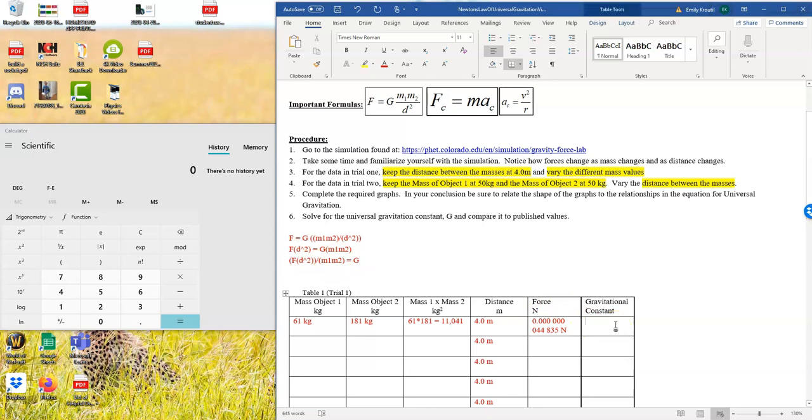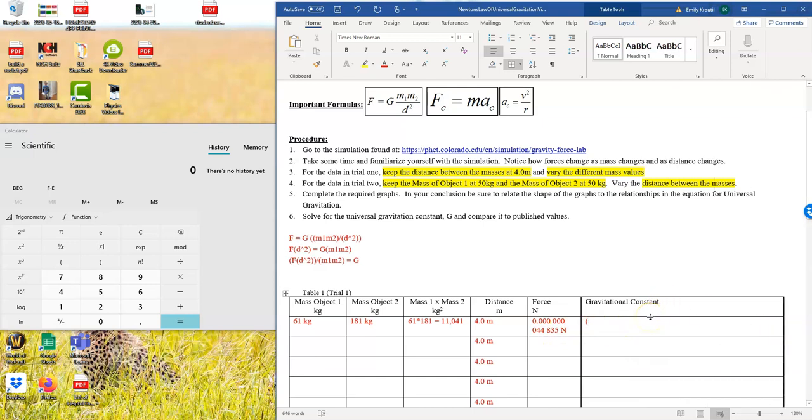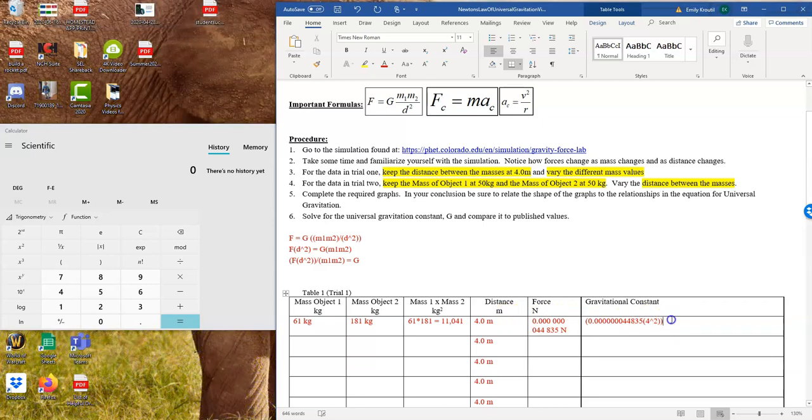So to get this gravitational constant, we're going to take our force, which is this teeny little number. Let's see if I can make this much bigger. Okay. So I'm going to have 0.00000044835, and then my distance is 4 meters, and that's going to be squared. I'm going to put an extra parentheses here, that way I don't mess it up in the computer. And then I'm going to have m1 times m2, so that's going to be 61 times 181.